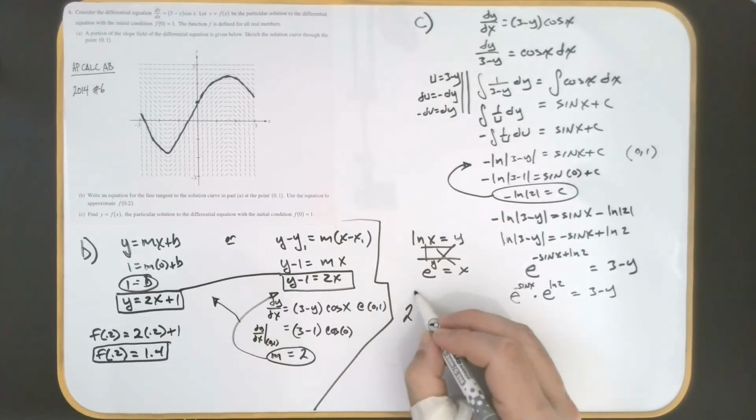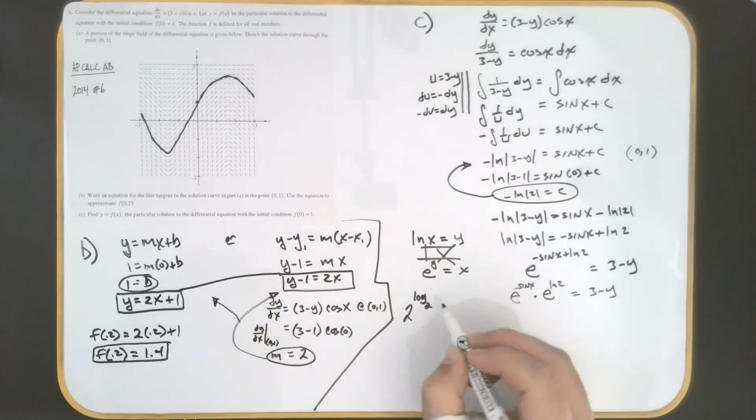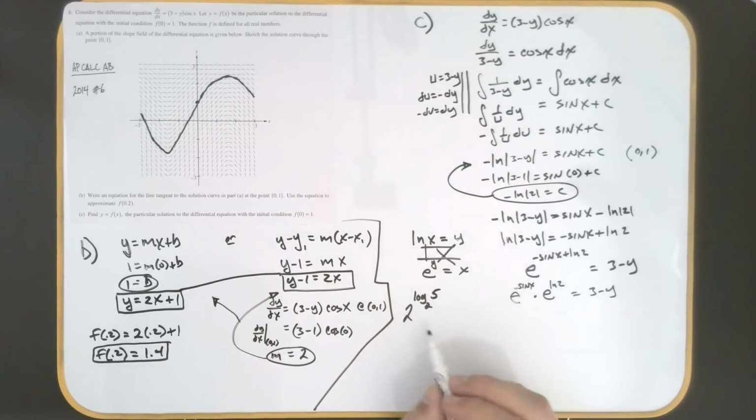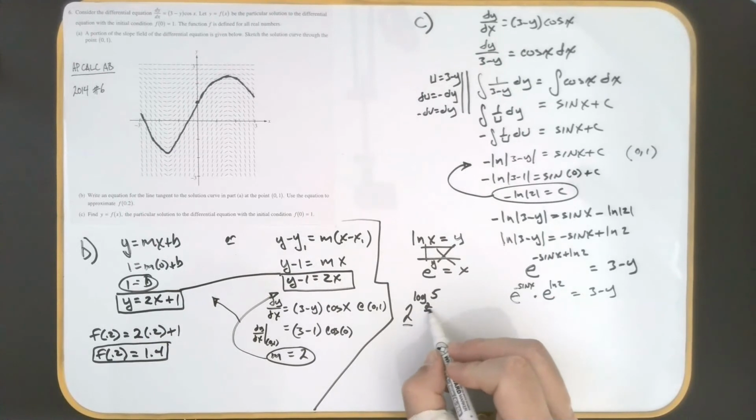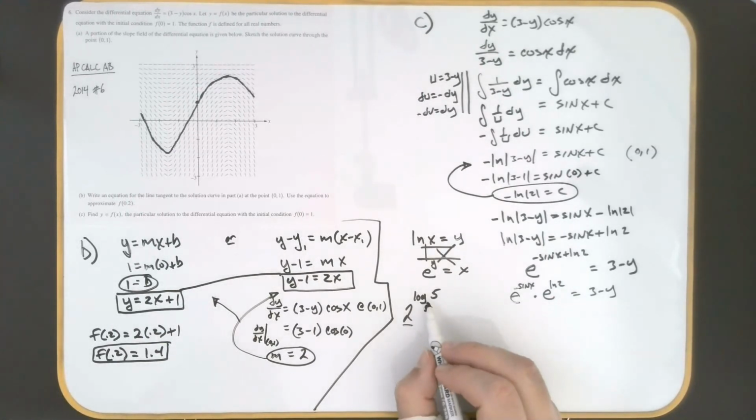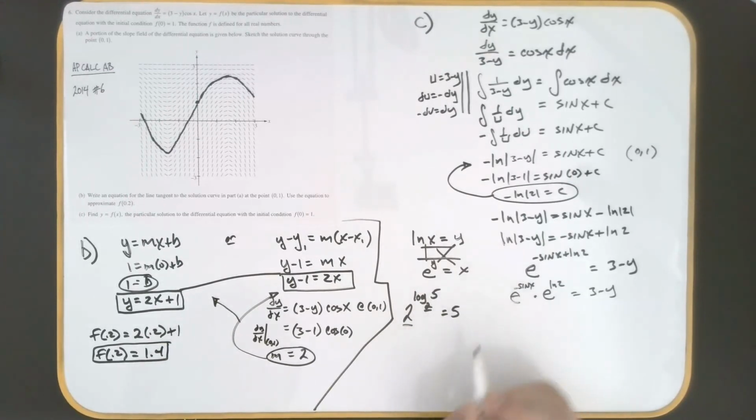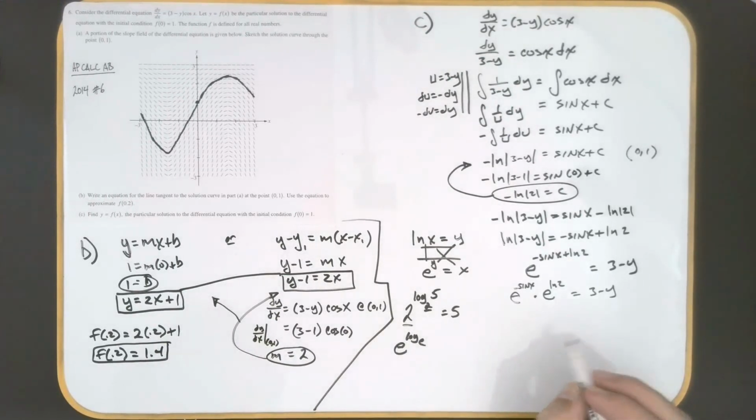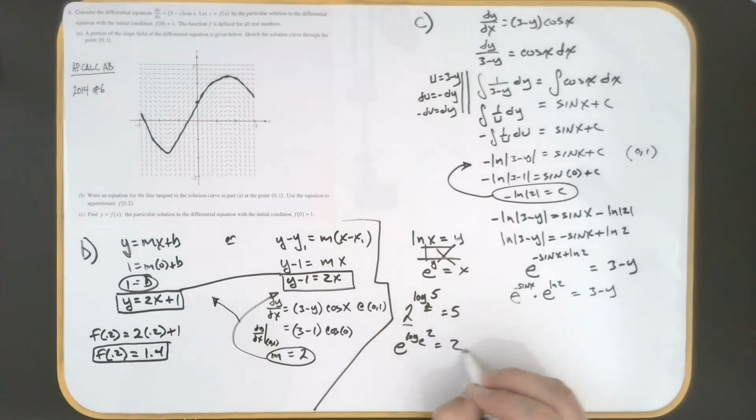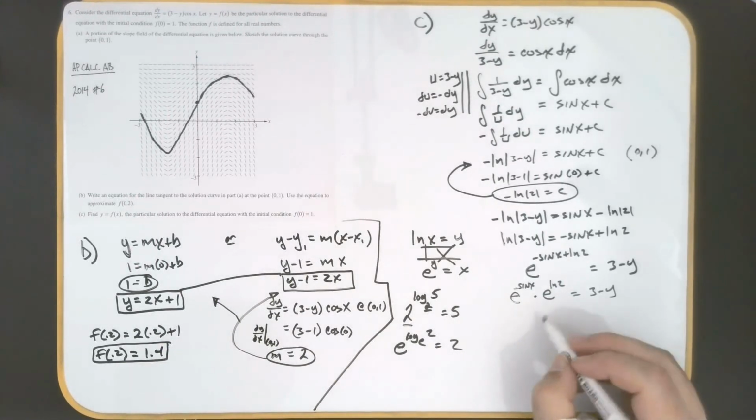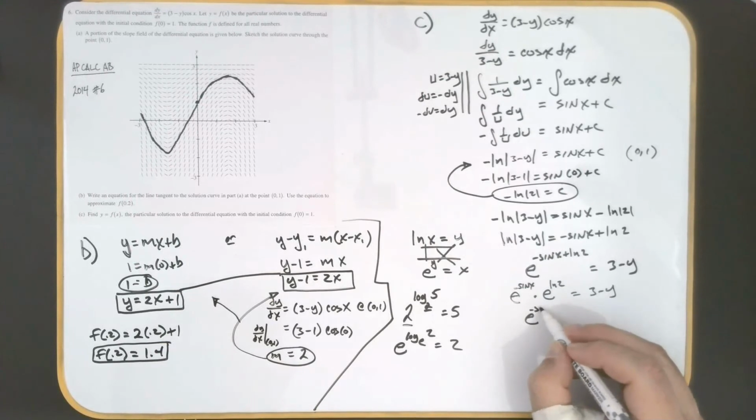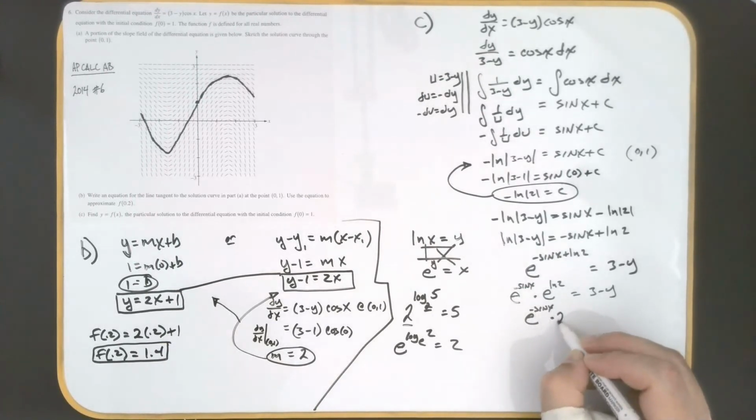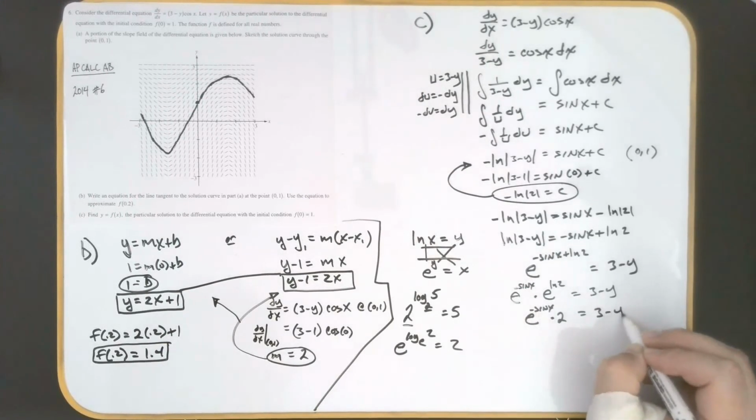For example, if I gave you 2 to the log base 2 of 5, if your exponent is a logarithm and the base of the logarithm matches the base of the exponential, it just equals the argument. And so we have e to the natural log, which is log base e, of 2. So that's just equaling 2. So this whole thing goes to 2. So I get e to the negative sine of x times 2 is equal to 3 minus y.